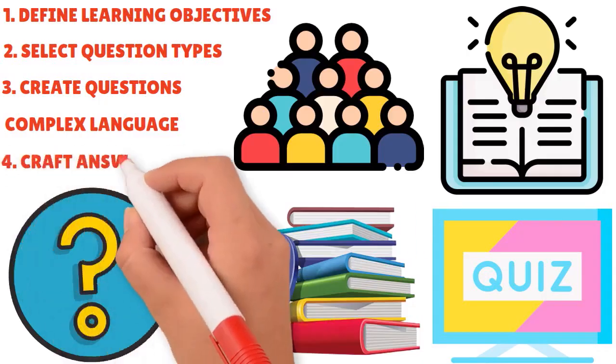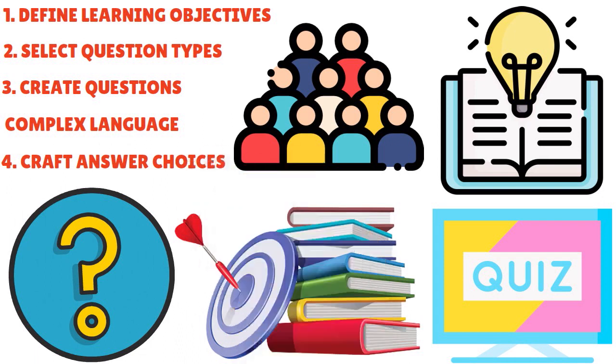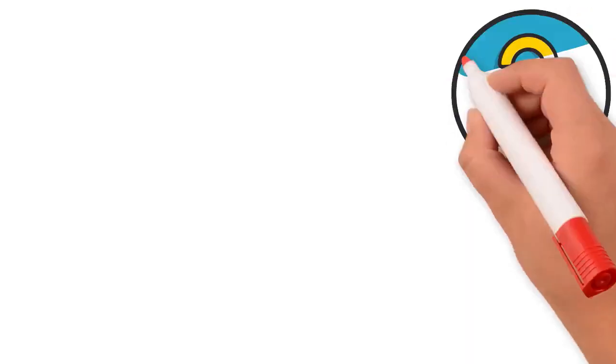Next, you want to craft answer choices. This is where the whole thing becomes a little more interesting. For multiple choice questions, offer plausible distractors along with a correct answer. Distractors should be similar to the correct answer to make the question challenging, right? Because if the question is not challenging, folks will be bored, and you do not want a disengaged audience.